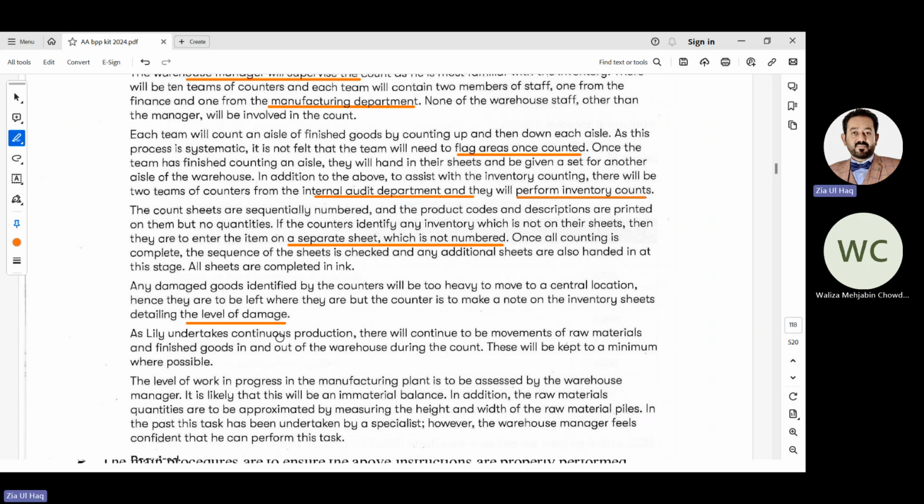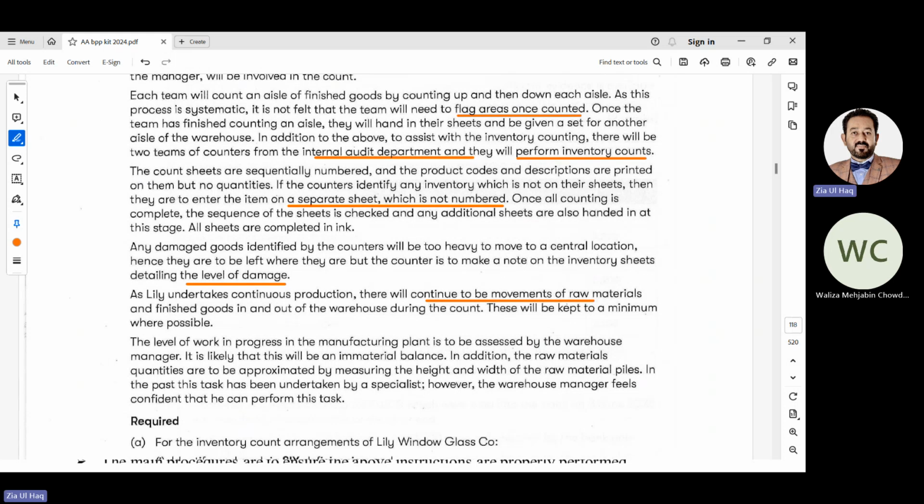As the company undertakes continuous production, there will continue to be movement of raw material and finished goods in and out of the warehouse during the count. So inventory movement is not stopped during the count. If inventory movement is not stopped during the count, we cannot identify which units have been counted and which units have been missed. This will be kept to a minimum where possible.